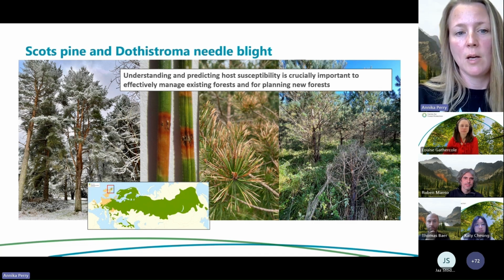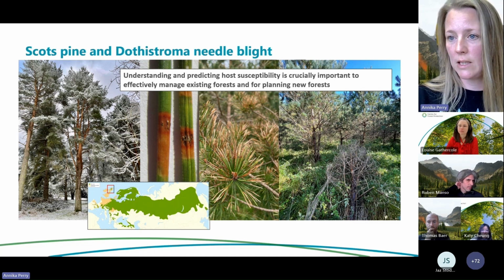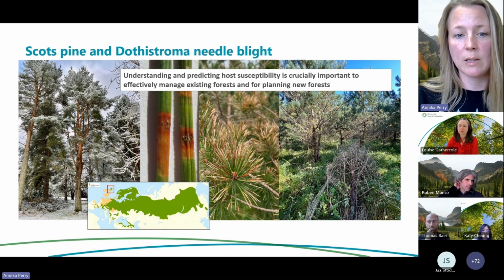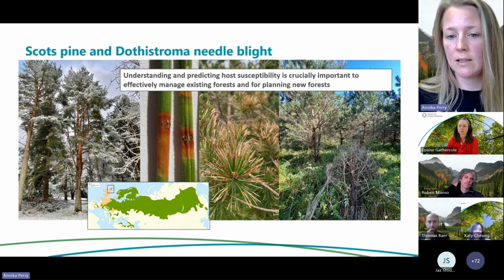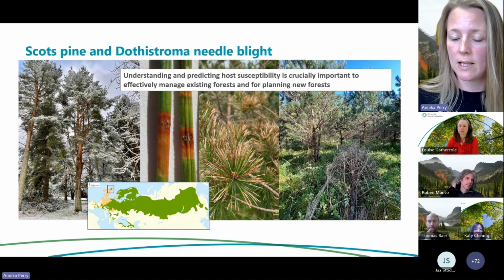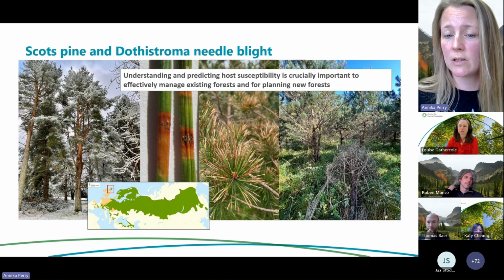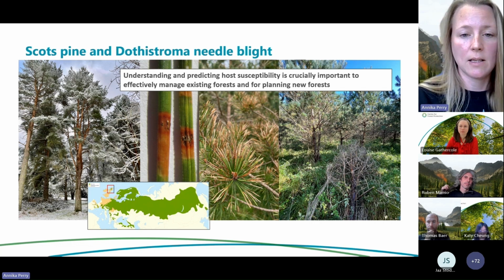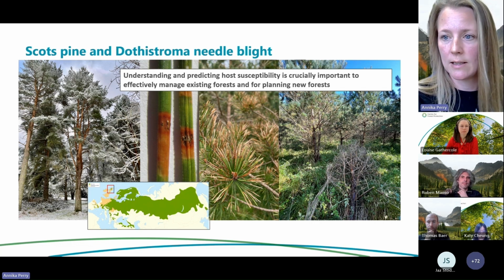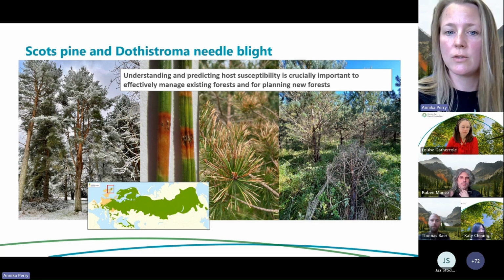Having said this, 50% of seedlings sold are still from seed orchards, so they're still a really important source of planting material. And you can see that in the last few years there's been an increase in seedling production from Scots pine.